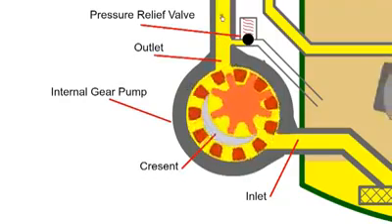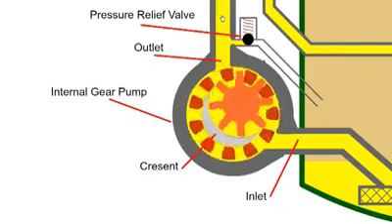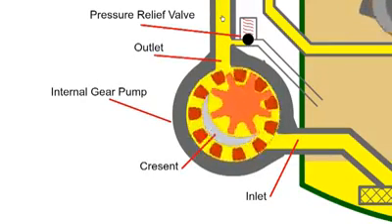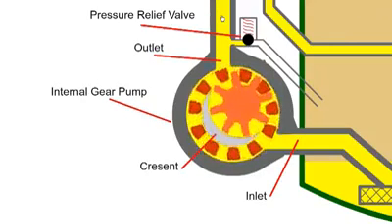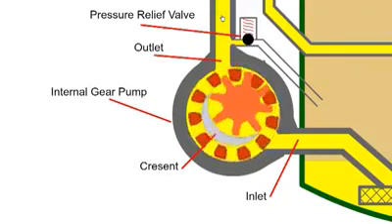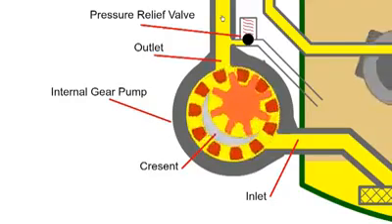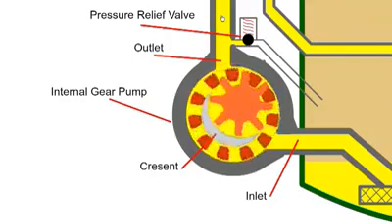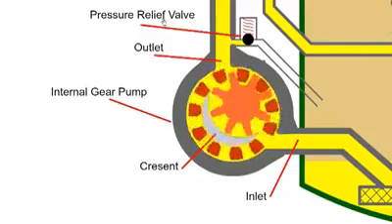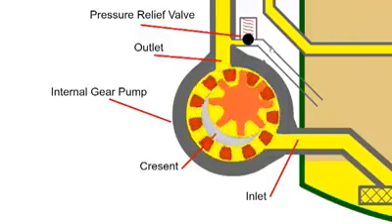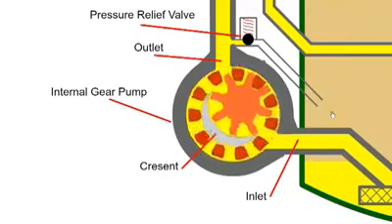Again, pressure is only created when the flow of oil is restricted. In an engine, restriction is created by the leakage of oil from the small clearance between the journal and the bearing. If there is excessive pressure in the system, a pressure relief valve will operate, allowing some of the oil to return to the sump.